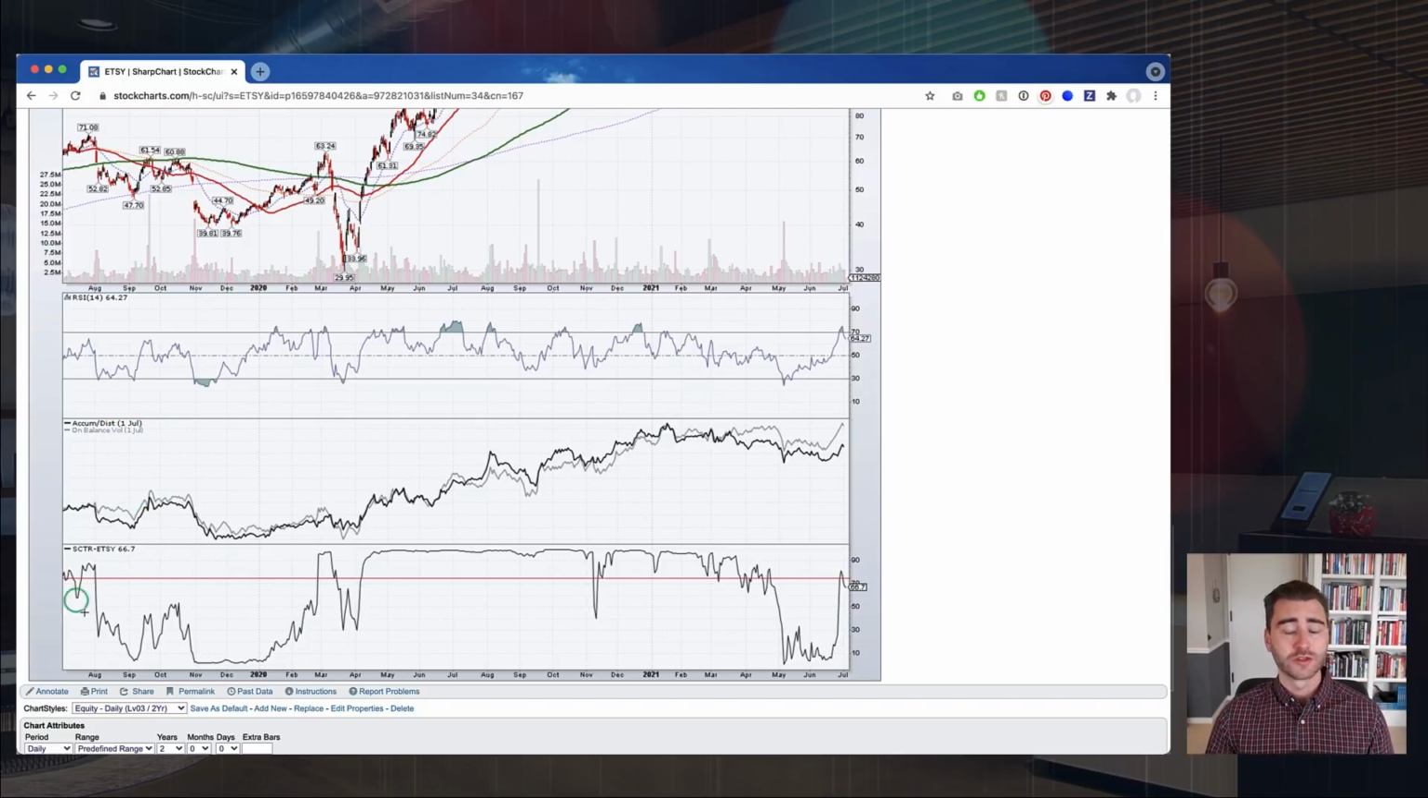And then I bring in the scooter line. That's our StockCharts technical rank. And in my case, I like to put a horizontal line at 75 on that indicator.